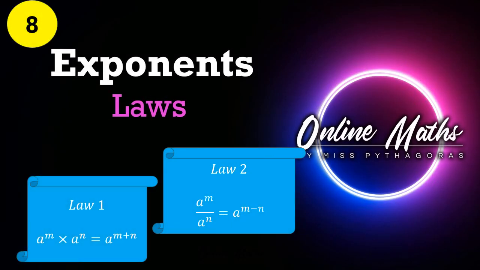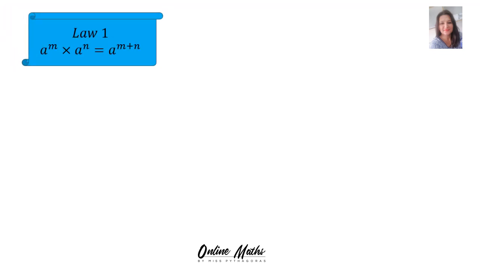Hello everybody, in this lesson I will deal with the first two laws of exponents. Law 1. When I give you a to the m times a to the n, the answer is equal to a to the m plus n. So how this works is you say when your bases are the same and you multiply, then you add exponents.